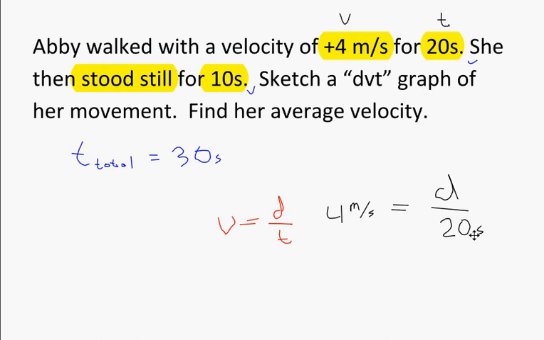So solving for your d, you're just simply going to multiply by this 20 to get rid of it on this side, and you're going to end up getting 80 meters is our distance for this first 20 seconds. Now remember, the next 10 seconds you stand still, and we talked about that just a second ago. It's going to be a flat graph.